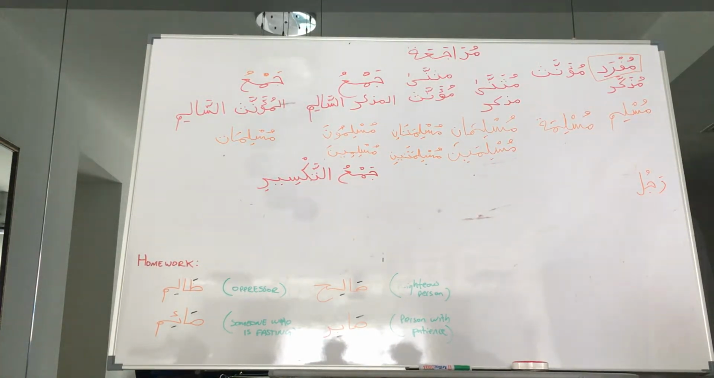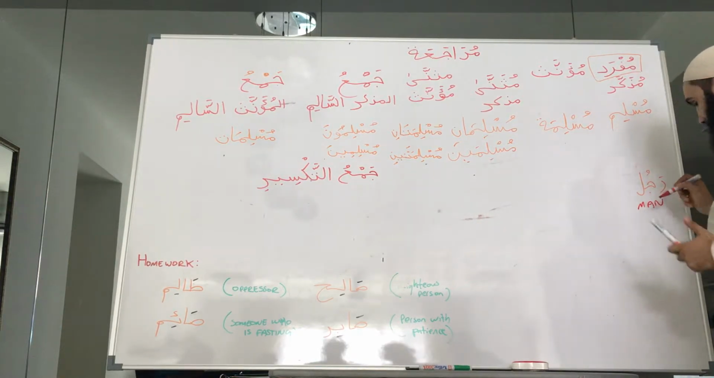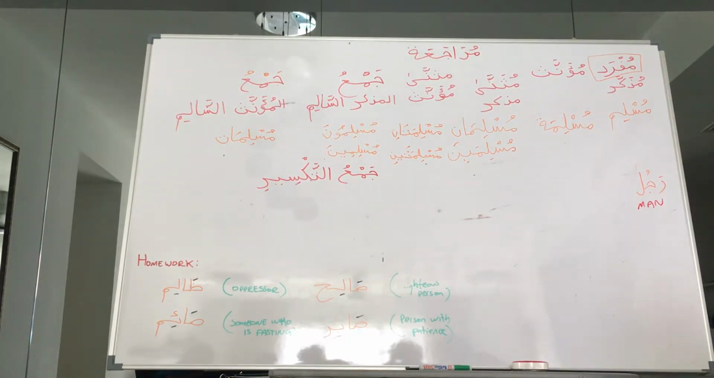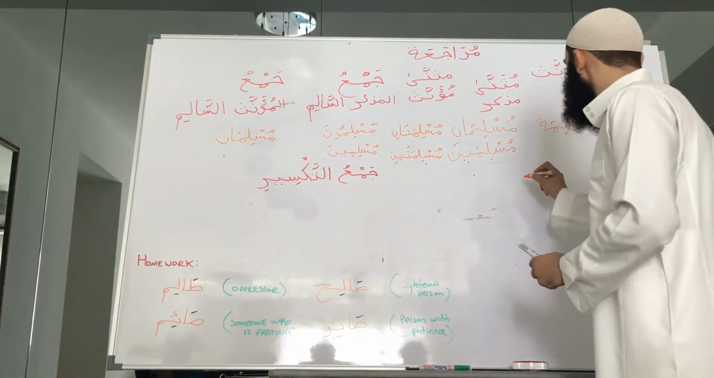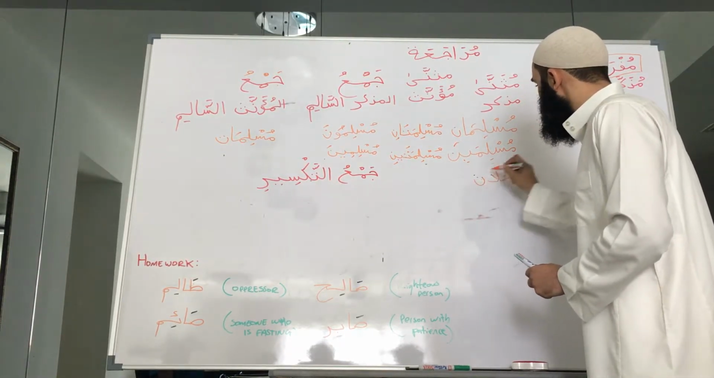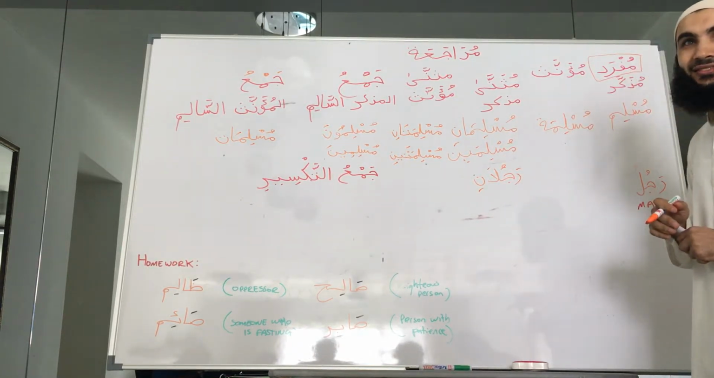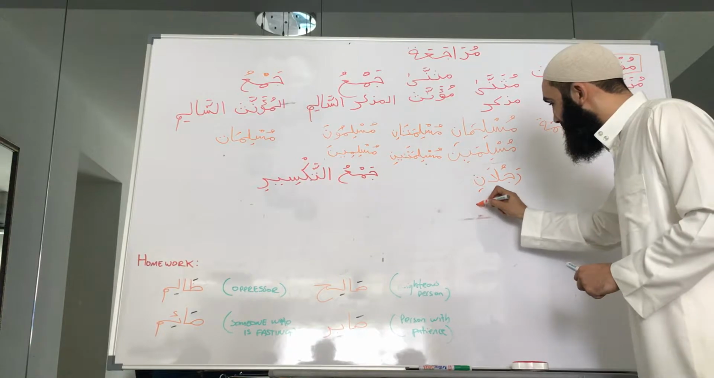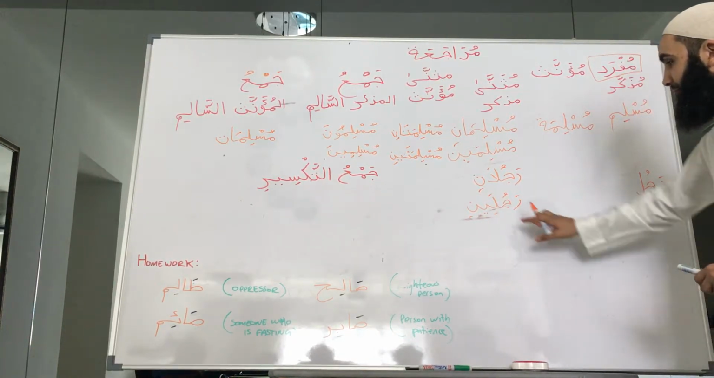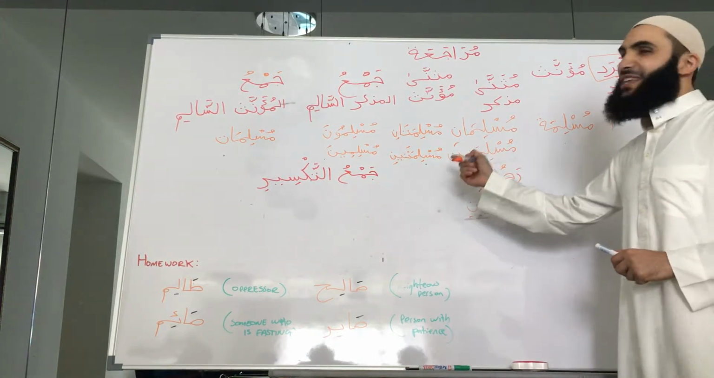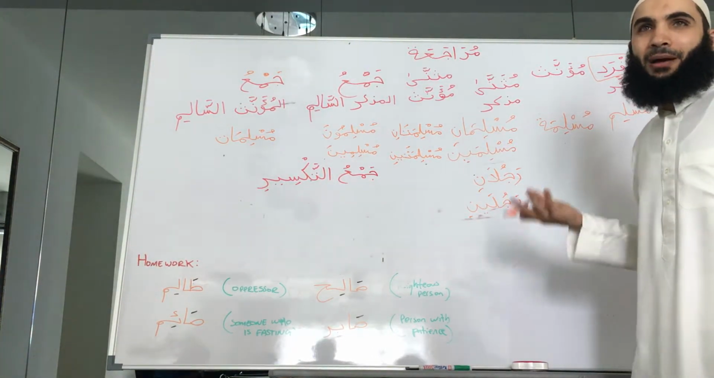Rajul means man. We cannot say Rajula, because the regular plural doesn't apply. But we can say Rajulani, and we can say Rajulaini. We can't say Rajulatani because we're talking about a male, a man.